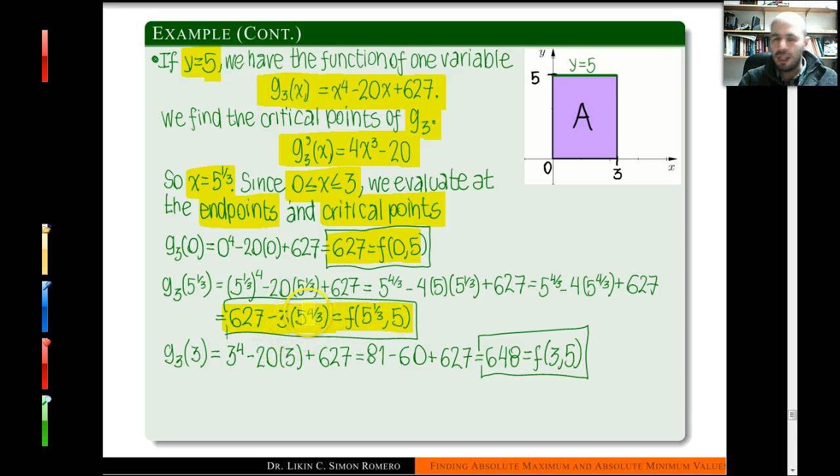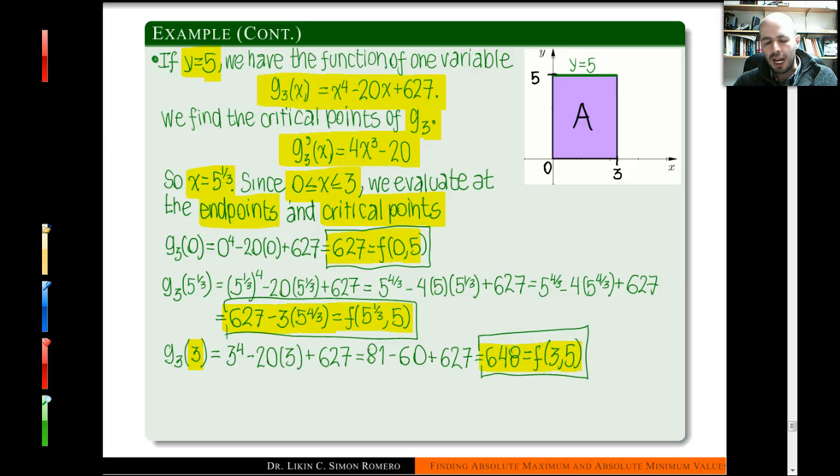I don't need to compute this because this is certainly less than 627, and it's bigger than the other things that we have computed, so this is not going to be a relevant number for us. And the last one is 3, which happens to be the other endpoint, and that's going to give you 648, and that is going to give you this corner right here. And so far this is the biggest one that we have found.